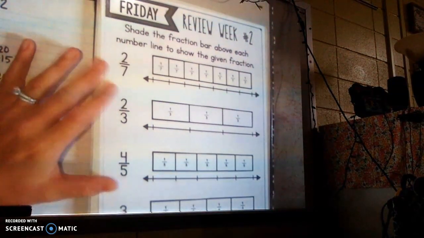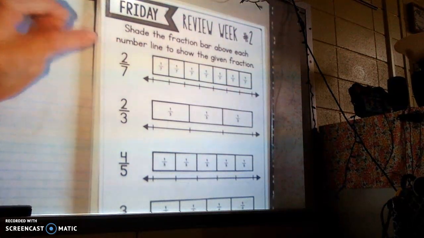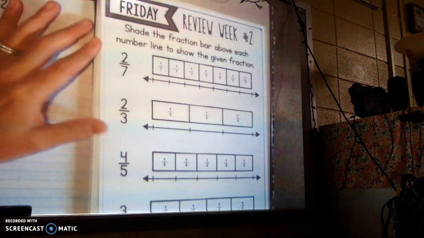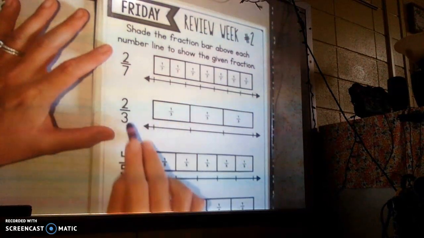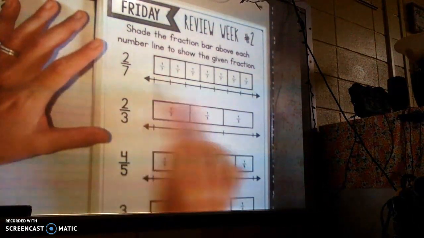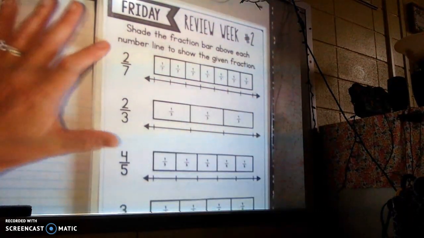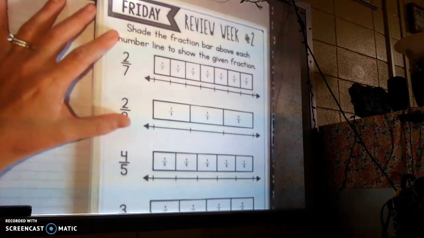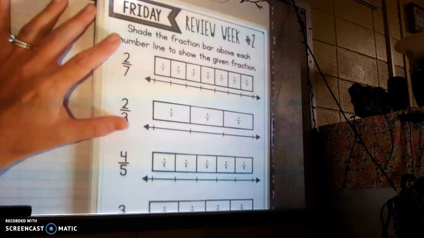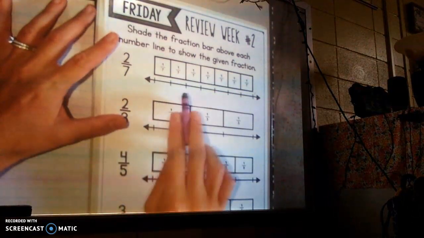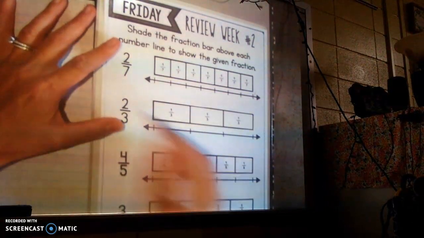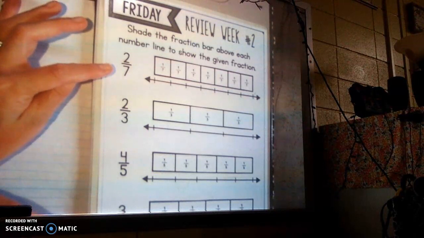So my directions say shade the fraction bar above each number line to show the given fraction. So I have my fractions out here to the side, then I've got my number line, and it's already drawn the model for you and divided it to represent sevenths on this first number line. I'm trying to shade 2 sevenths.